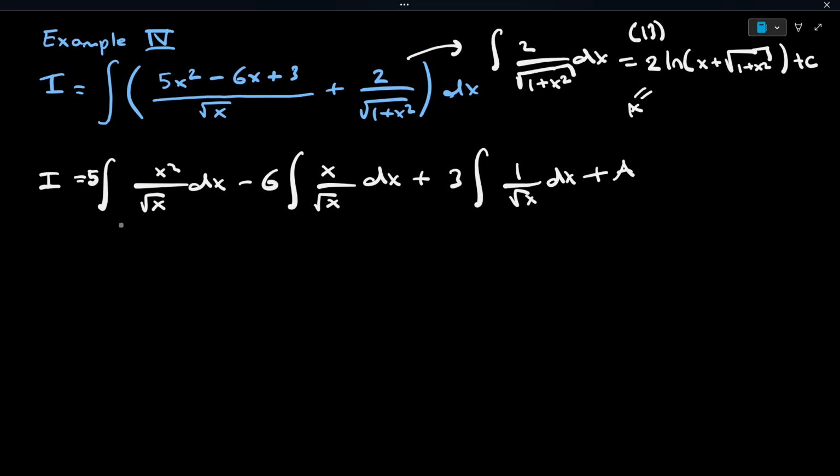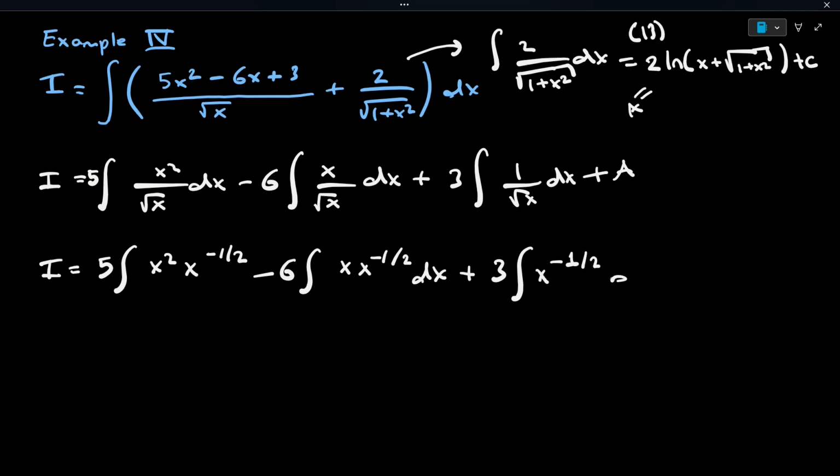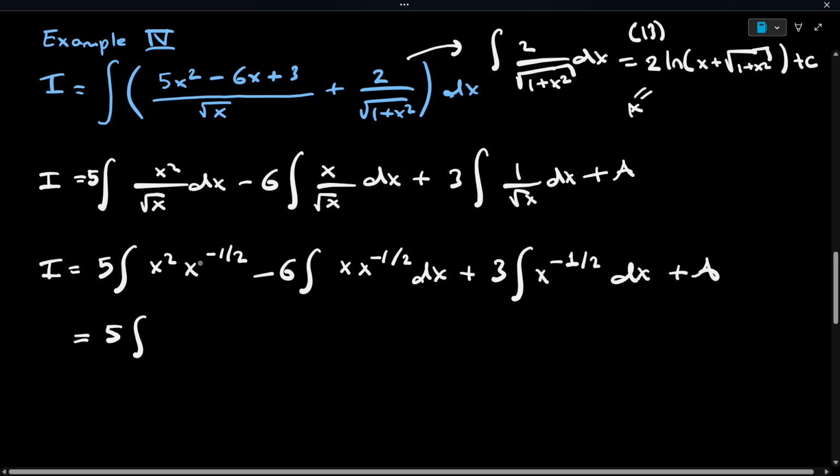Okay, but still I cannot use the power rule that easily. What am I gonna do? 5 integral x squared by x to the power of negative 1 over 2 minus 6 integral x multiplied by, again, x to the power of negative 1 half. I'm gonna do the same thing for every integral. I have 3 integral x to the power of negative 1 half, 1 and a half e of x dx plus a. Now I can kind of start using the power rule, but one more thing, I need to add the powers, right?